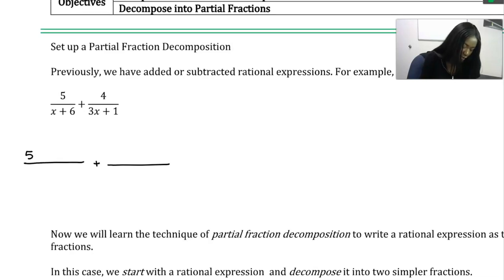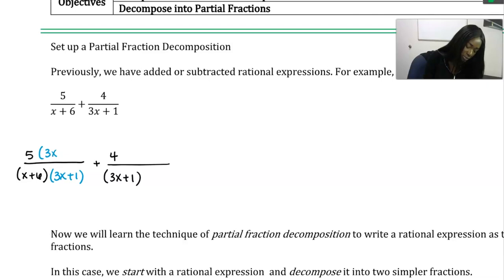We had 5 over x plus 6 in the first fraction and 4 over 3x plus 1 in the second fraction. I need to get that common denominator in there, so the first fraction needs a 3x plus 1 in the denominator, which means I'll also need to put it in the numerator, and the second fraction needs the x plus 6 in the denominator, which means I'll also need to put that in the numerator.